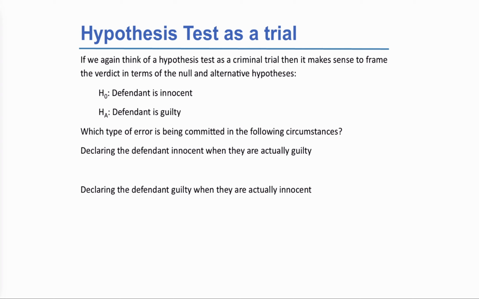So, if we think of the hypothesis test as a trial, then the null hypothesis would be that the defendant is innocent, and the alternative is that the defendant is guilty, right? That's the thing that we need to provide evidence for. So, if we declare the defendant innocent when they are actually guilty, that's a type 2 error, right? We failed to reject the null when the alternative was in fact true. Declaring the defendant guilty when they're actually innocent would be a type 1 error.